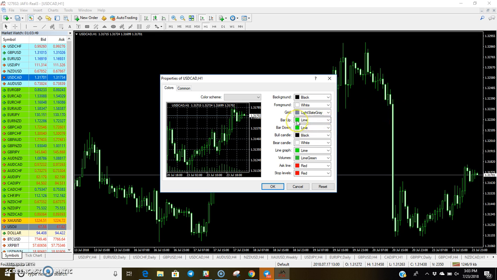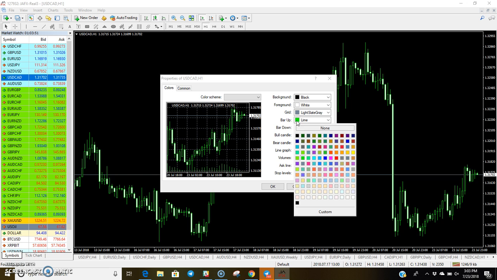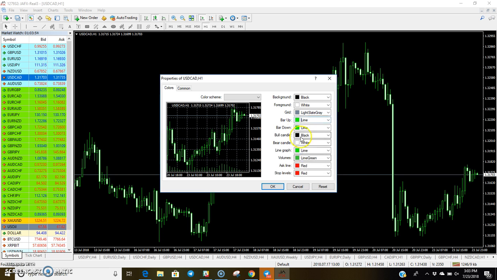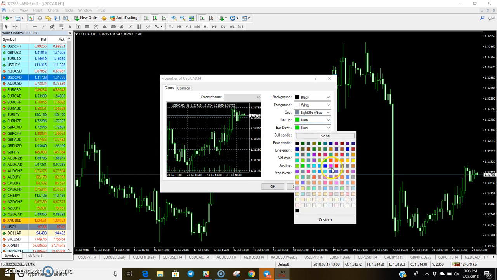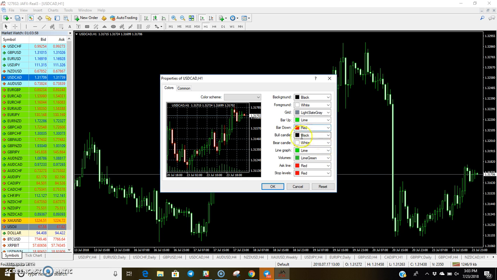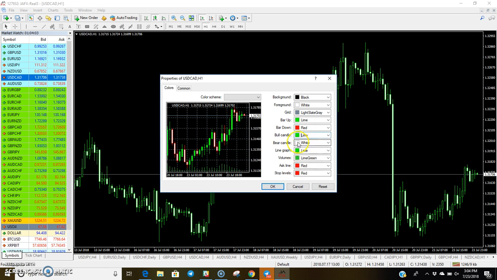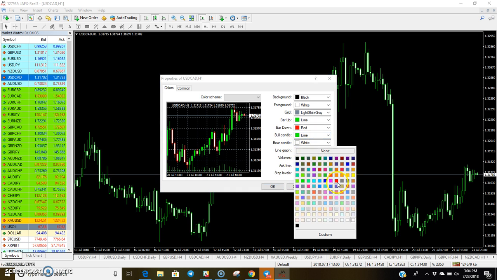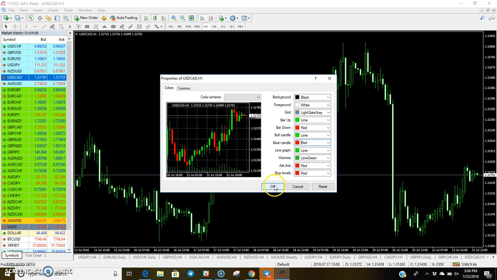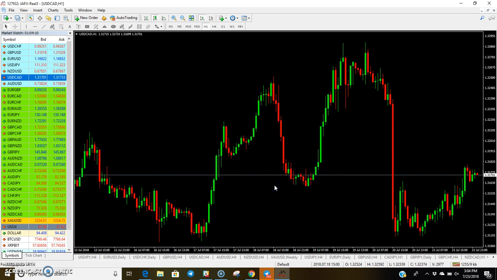Your bar up is going to be your bullish candles, which is lime. This is just basic. Your bar down is going to be your bearish, which is red. Your bull candle, again going up, is going to be lime, and your bear candle is going to be red. Once you have that on there, hit OK. As you can see, a nice little color scheme, green and red against a black background. So again, bulls are moving up and it's green, and bears are moving down and it's red.